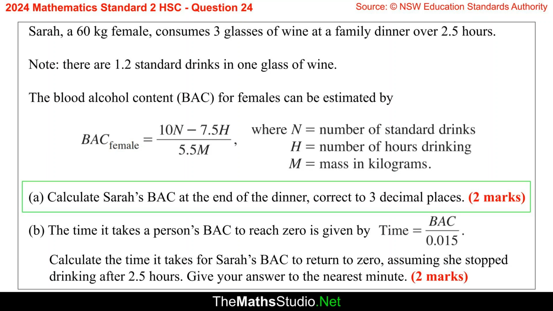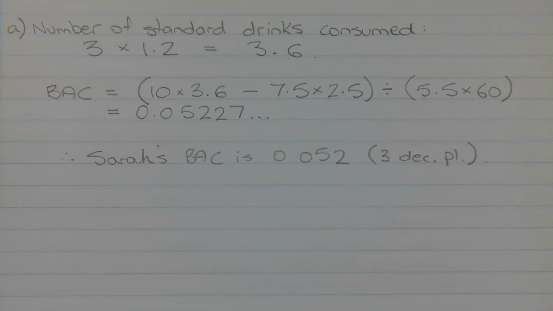Part A. Calculate Sarah's BAC at the end of the dinner, correct to 3 decimal places. In order to use the BAC formula, we need to know the number of standard drinks consumed. Sarah consumed 3 glasses of wine over 2.5 hours, and each glass of wine is 1.2 standard drinks. So 3 glasses of wine times 1.2 standard drinks per glass gives us 3.6 standard drinks consumed.